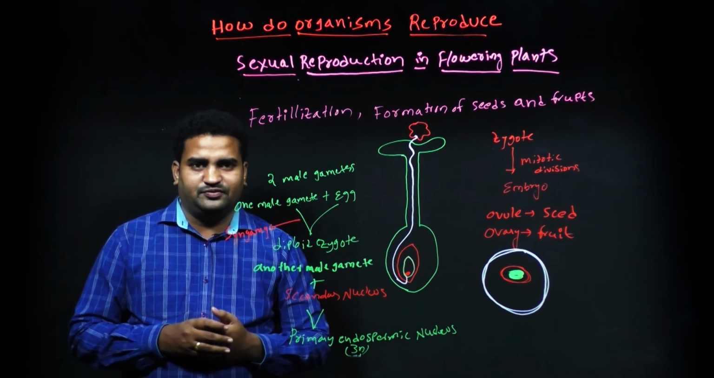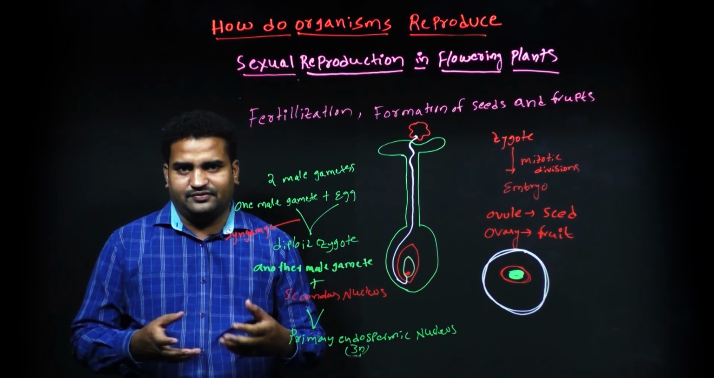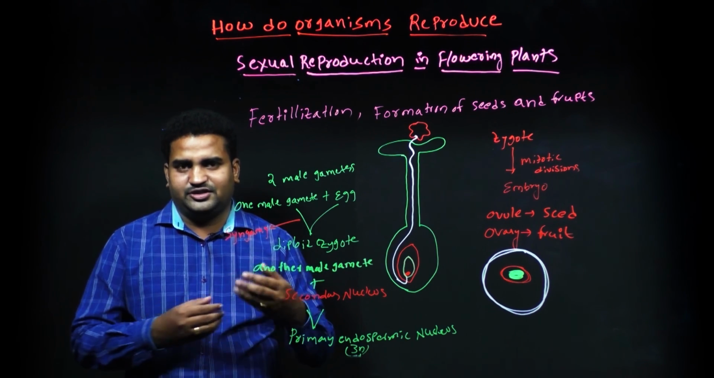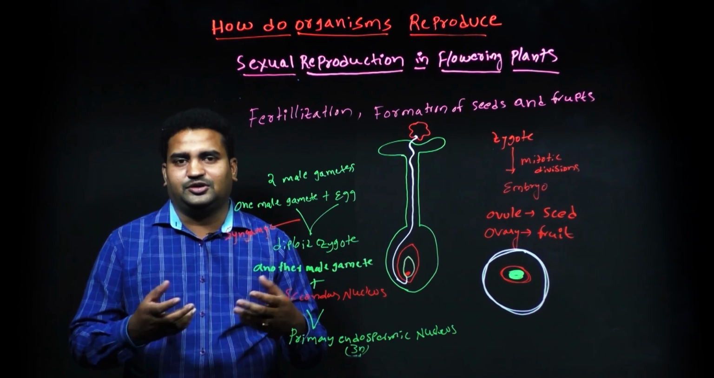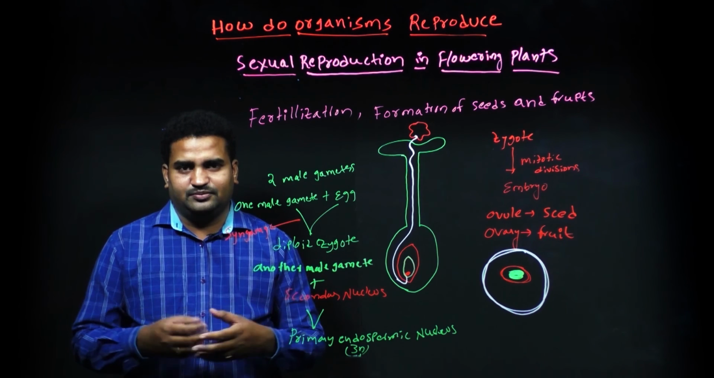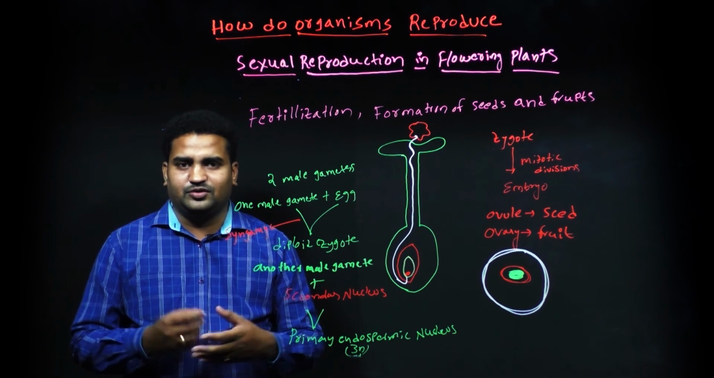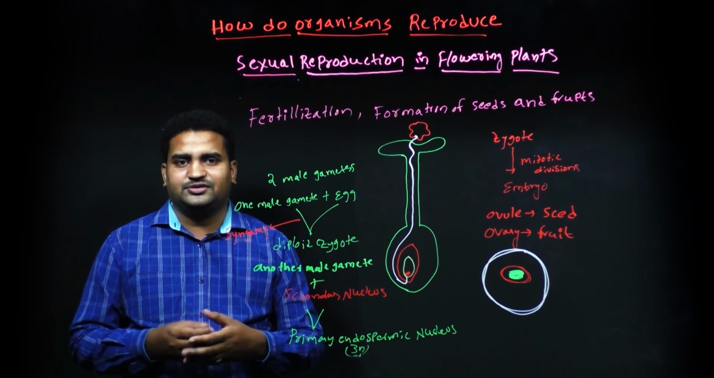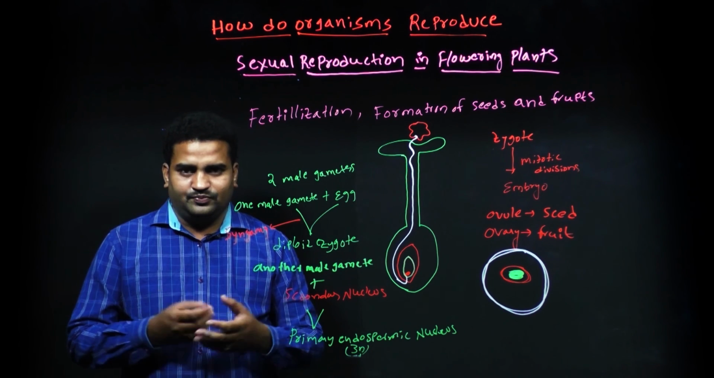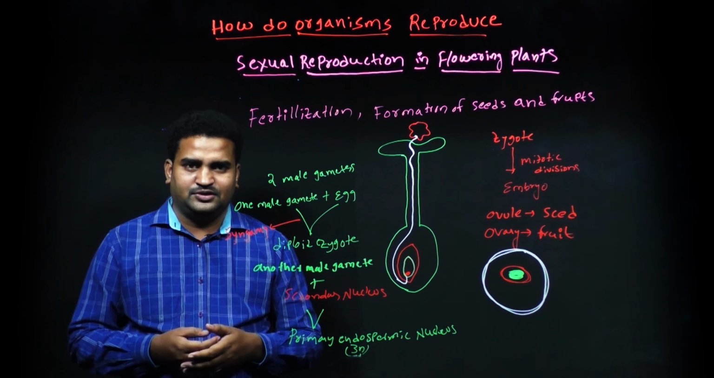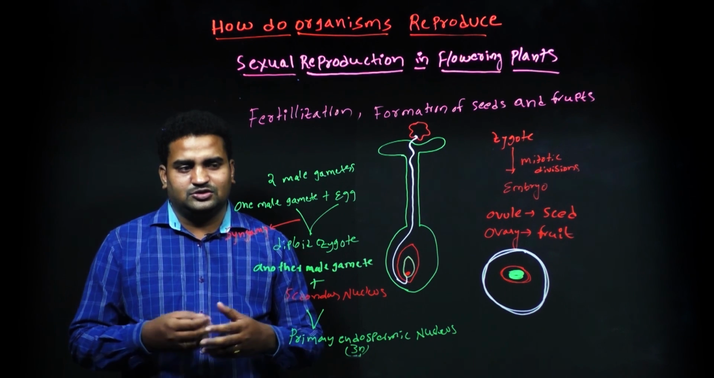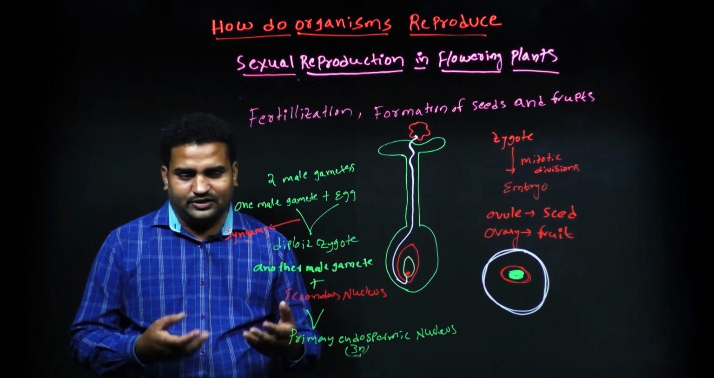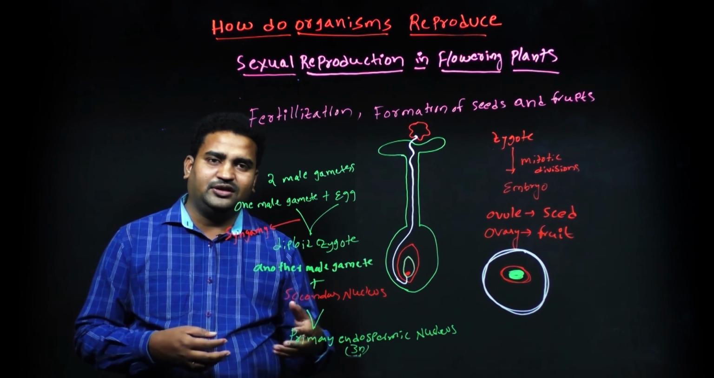So fertilization means what? Fusion of gametes. So how does fusion of gametes occur? When a pollen grain falls on the stigma, there is germination of the pollen grain and formation of the pollen tube. This pollen tube grows through the stigma, style, ovary and into the ovule. Inside the ovule there is an embryo sac, and inside the embryo sac there is a female gamete. The pollen tube releases two male gametes. One male gamete fuses with the egg and forms the zygote, and another male gamete fuses with the secondary nucleus and forms the primary endospermic nucleus.